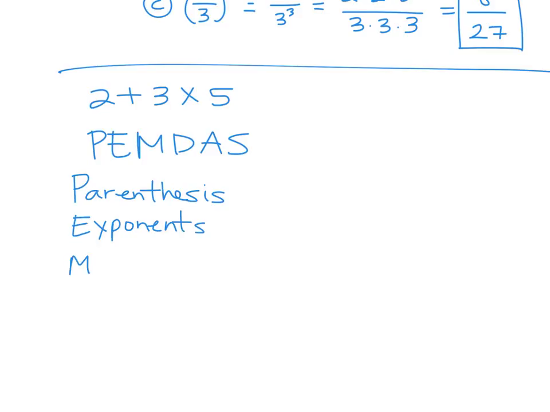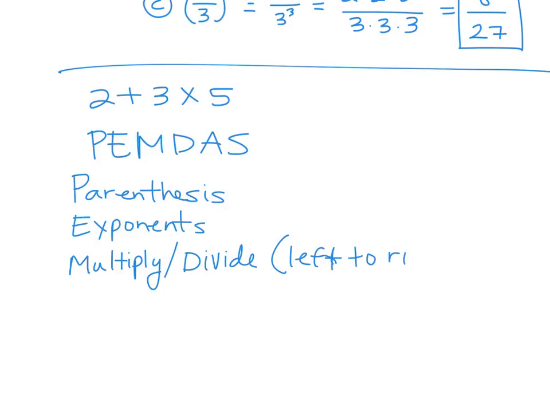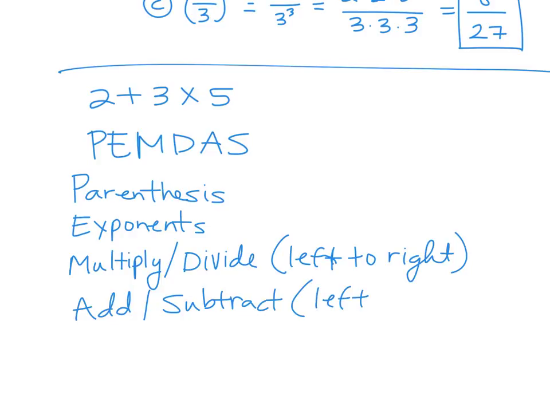And then here's where it's a little bit tricky. Your M and your D come together. So M is multiply, D is divide, and you do those in order left to right. So if the division comes first, you do the division first. If the multiplication comes first, you do the multiplication first, okay? And then your A and S are add and subtract, or addition and subtraction. And again, you do those left to right. So if the subtraction comes first, subtract, and then do the addition. If the addition comes first, add, and then do the subtraction, okay?